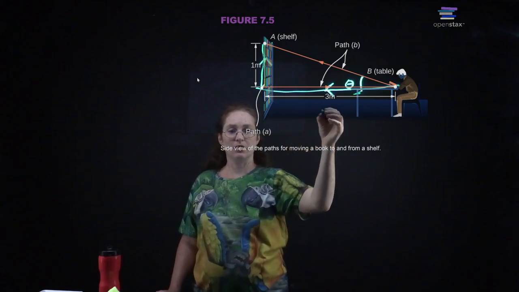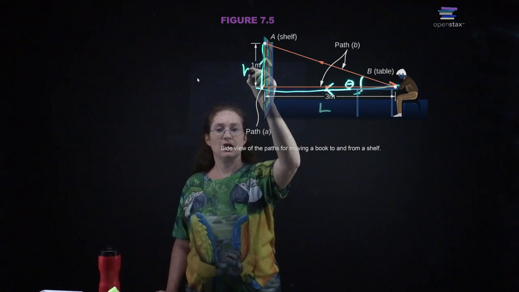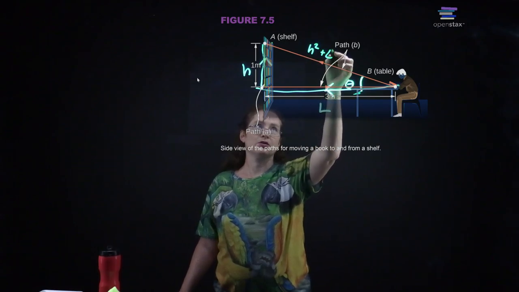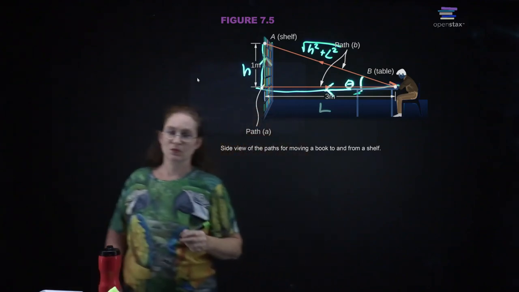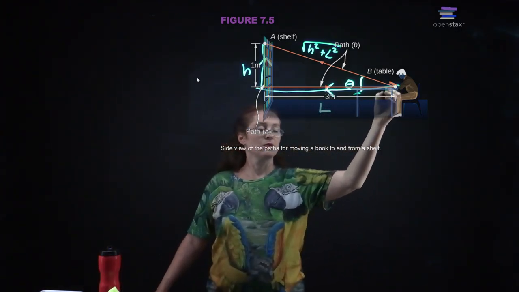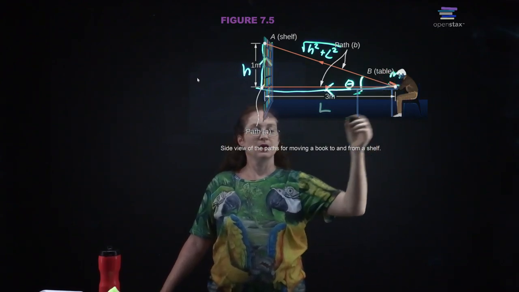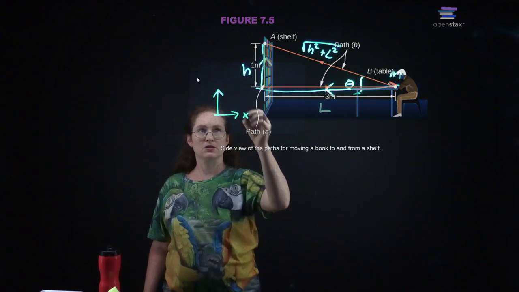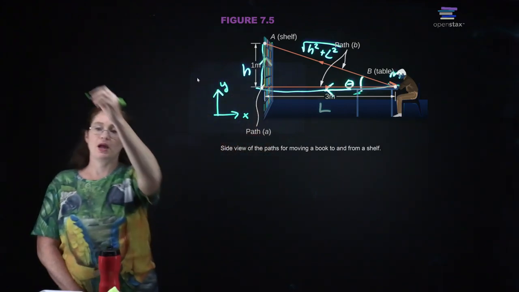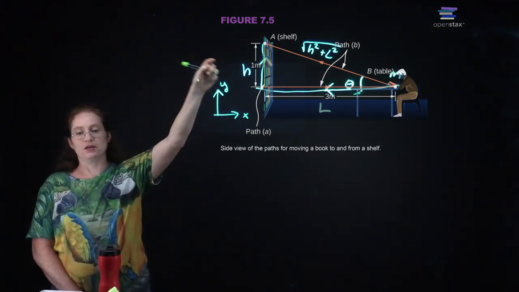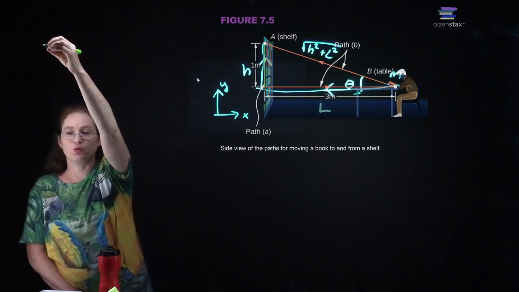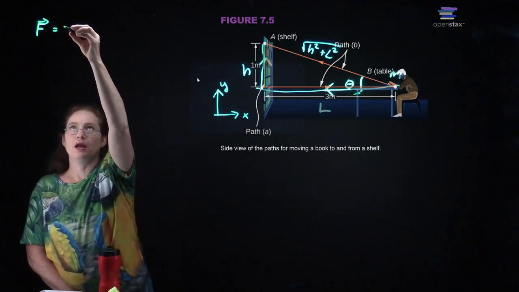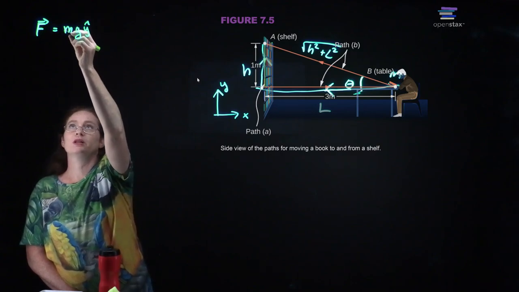Okay, so now I will call this length L and this height h, and then this one is the square root of h squared plus l squared. In both cases, we will give the book a mass m, and now we're going to draw our coordinate system, x, y, and calculate the work done in both of these cases. We are going to call the force m g y hat, and we're going to put it in the negative direction.